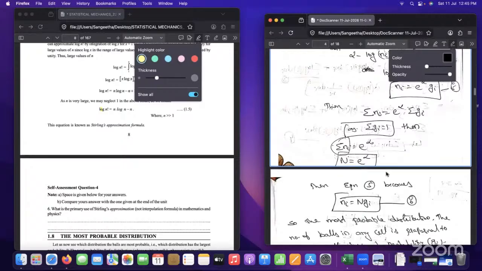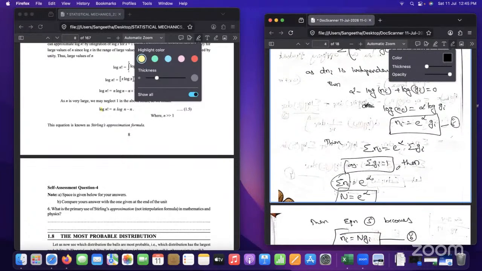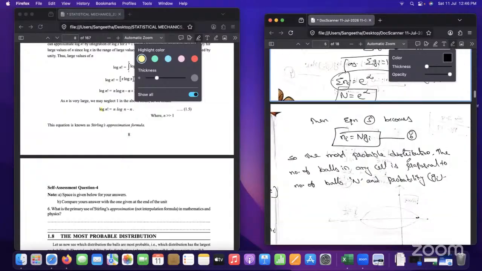How are we getting this? We will see here. Removing the log, we get ni equal to e power alpha times gi. Here I am replacing e power alpha with capital N. After replacing e power alpha with capital N, what do we get? Small ni is equal to capital N times gi. So this is the most probable value.